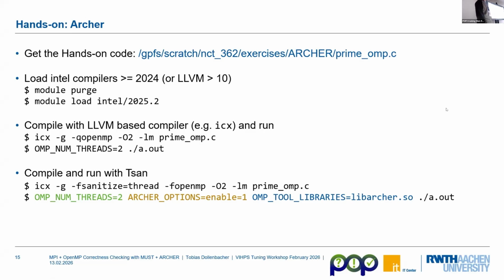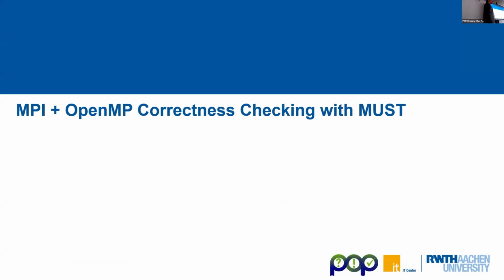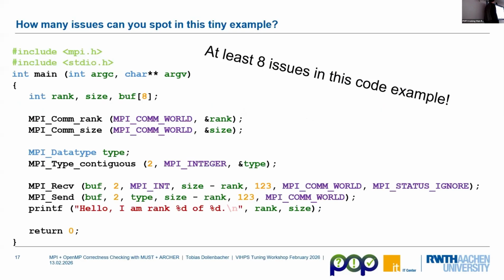Right. So we covered OpenMP. Let's switch to the other tool that I want to present, which is MUST. MUST focuses mainly on MPI correctness. However, we have some combination of both. That's why it says MPI plus OpenMP, but MUST mainly is a checker that brings MPI into the correctness checking.